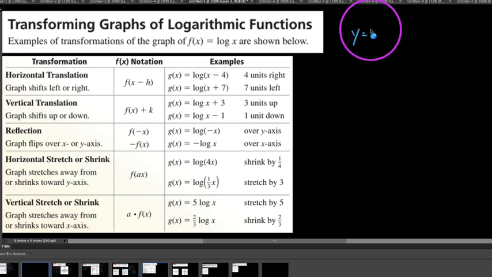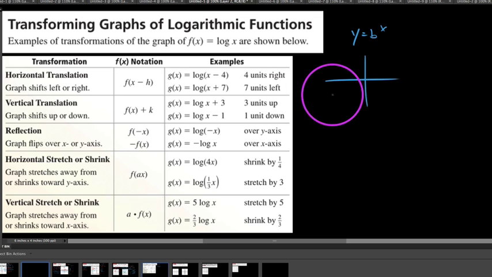is that our parent function of y equals b to the x is this exponential growth or decay function. I'm going to be sketching a growth function just to keep it one way or the other for the moment. It goes through 0, 1, has an asymptote at y equals 0, and goes through the point 1 comma b.